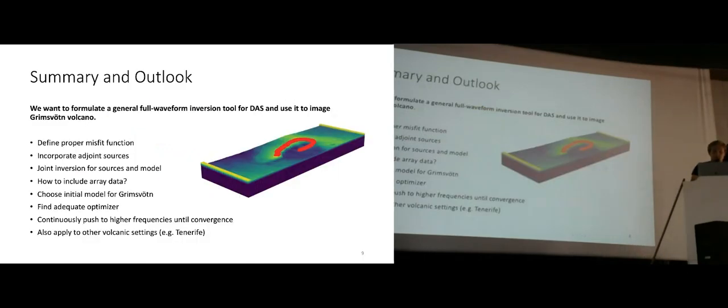So this is my project. We want to formulate this full-waveform inversion algorithm in a general way, and then use it to image the Grimsvötn volcano. There are still, of course, some challenges to overcome until we get there. We can think about defining a proper misfit function, for example. We're still struggling right now to incorporate the adjoint sources, actually, but we'll figure this out. I didn't mention that we will probably run this as a joint inversion for sources and the model itself, because there's quite some uncertainty on where the sources are actually located. So we may do one iteration for the model, one iteration for the sources.